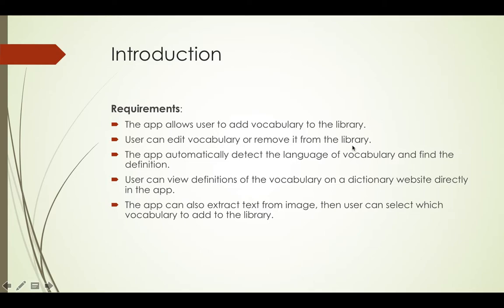When you add a vocabulary, it will automatically detect the language and then find the definition. This means that the user only needs to enter the vocabulary but nothing else. Users can also view the definition of the vocabulary on the dictionary website directly in the app. And the app also allows users to upload an image and then extract the vocabulary from the image. And then they can select which one to add to the library.